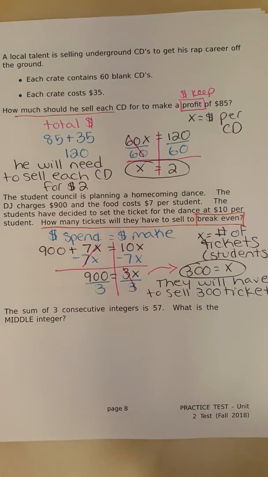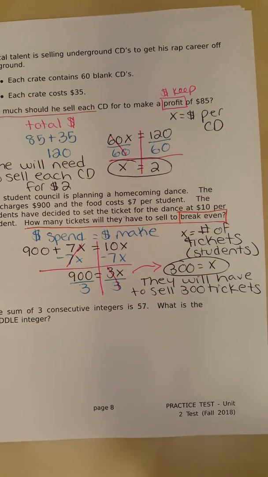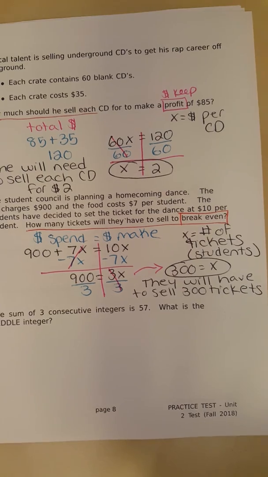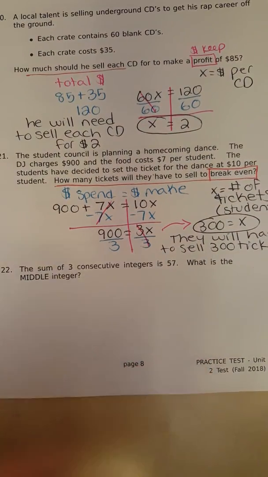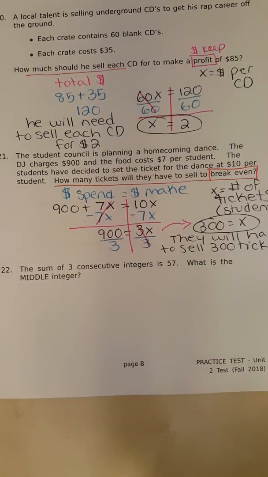All right, so that's really what that answer means. They're going to have to sell 300 tickets. Next problem, number 22. The sum of 3 consecutive integers is 57. What is the middle integer?